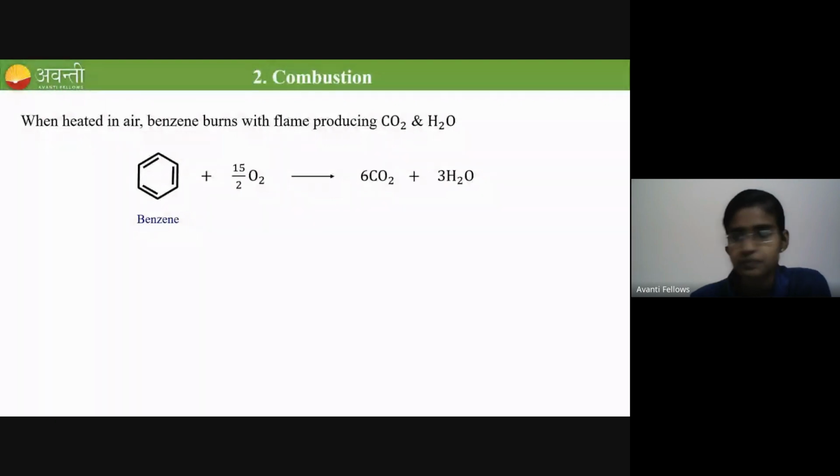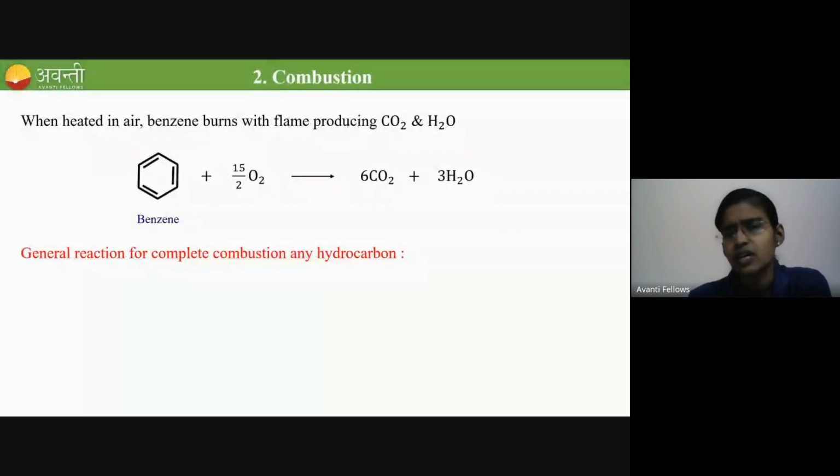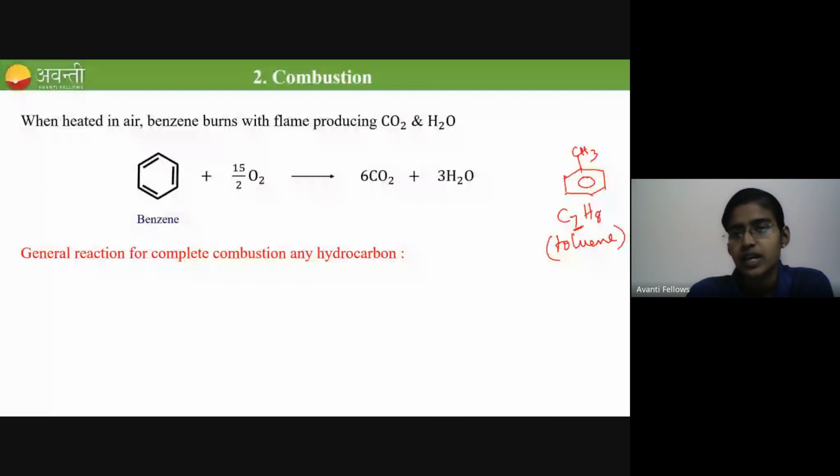And the general reaction also I will give you. The general reaction for complete combustion of any hydrocarbon, not only for benzene. Benzene contains C6H6. And if I'm having toluene, we have C7H8. C7H8 is toluene. It is also a hydrocarbon. And here the X value is 7.